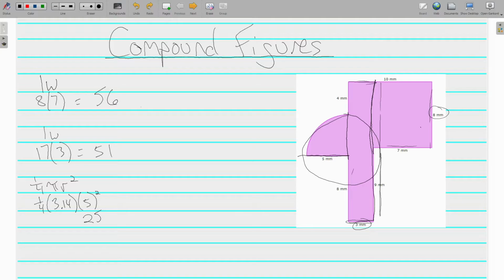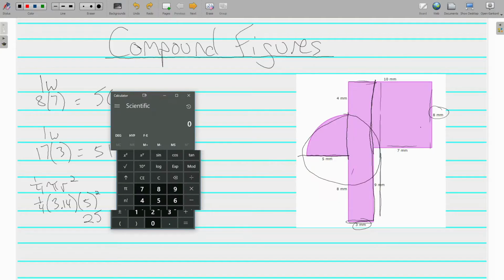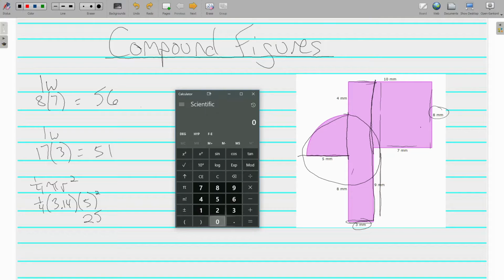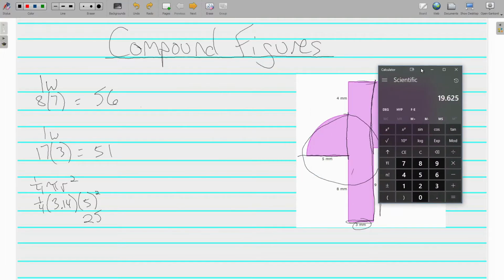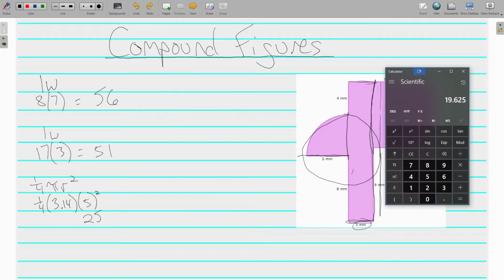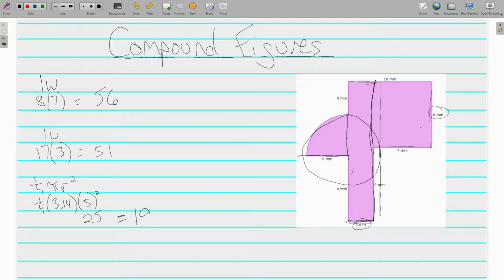Okay, and then I'm going to need the calculator for this one. Here we go, hang on. We've got 1/4, which I'm going to do as 0.25, times 3.14 times 25. That gives us 19.625. Now there weren't any directions that said to round, so I'm not going to. If it said nearest hundredth, then I would wait till the very last thing before I did any rounding.